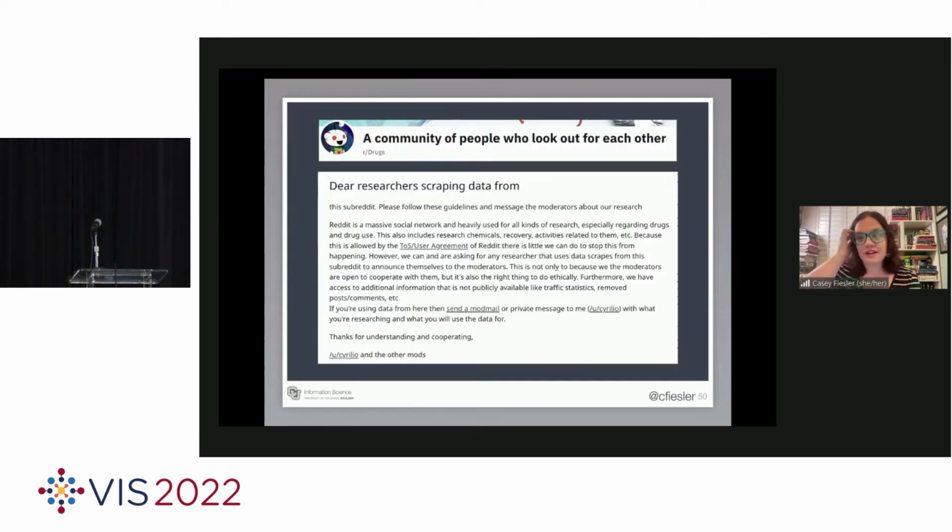So for example, again, on the topic of Reddit, r/drugs, it might not still be there, but had a pinned post that was like, hey, all you researchers who are studying this subreddit, can you at least give us a heads up? And they actually say here, we know we can't make you do this, but we think this is the right thing to do ethically. You should at least tell the moderators when you're going to scrape our data.